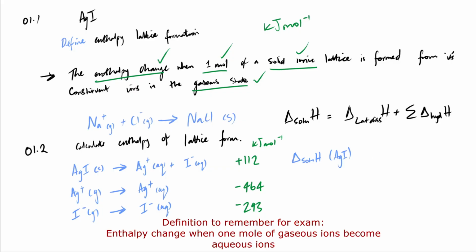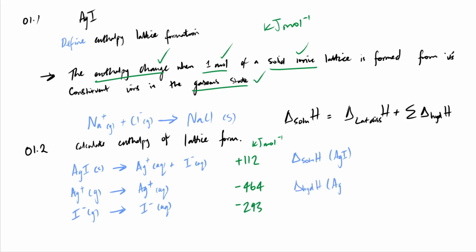And then these two, because they're going from gaseous into aqueous ions, it's simply going to be our hydration enthalpy. So enthalpy of hydration for silver ion, and then enthalpy of hydration for our iodide ion. Easy as that, guys. So this is a really tricky one because what do they want us to calculate?